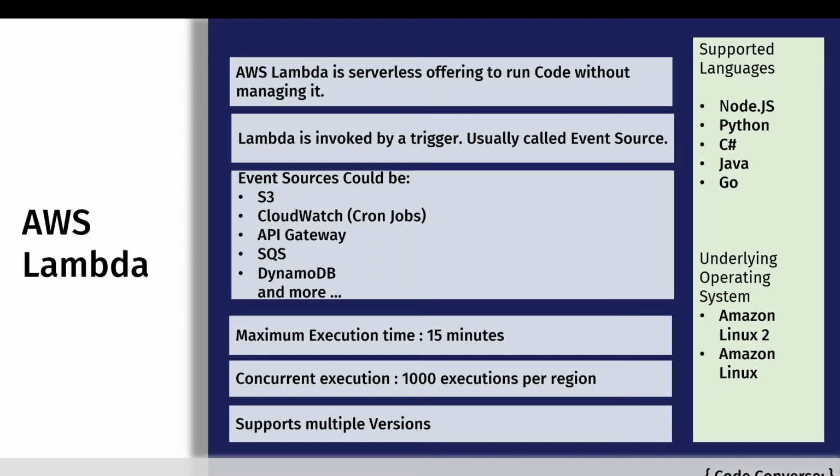You are given a maximum execution time of 15 minutes. That means if your Lambda is not able to perform the job it should do in 15 minutes, the infrastructure will mark this Lambda as a timeout. So it will time it out deliberately. Then you can have 1000 executions per AWS region concurrently. Anything which goes over this marks a 429 error. Also, AWS Lambdas can be deployed in multiple versions.